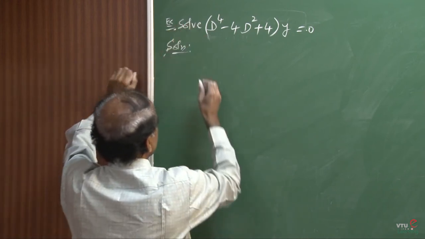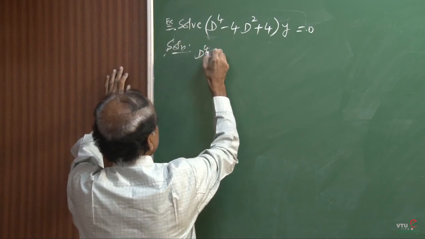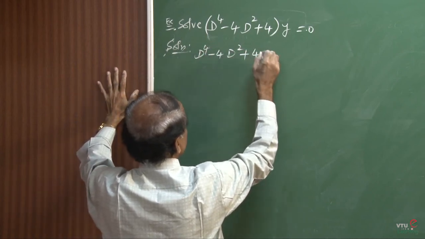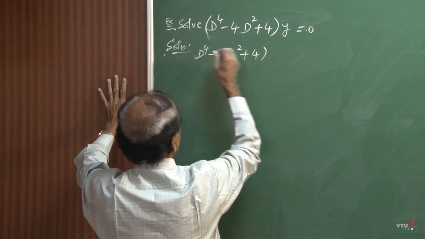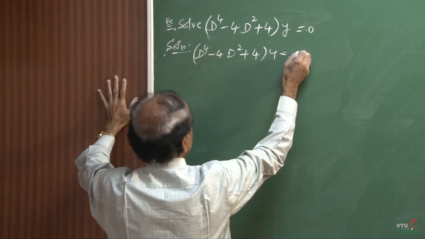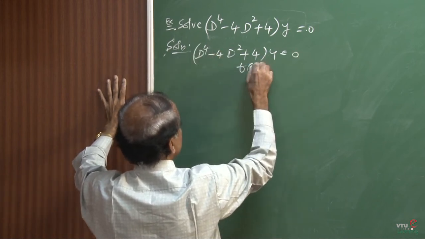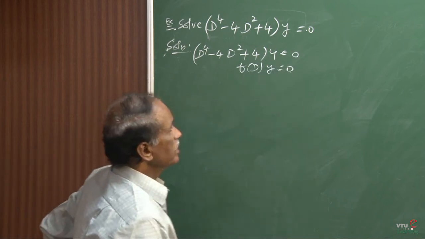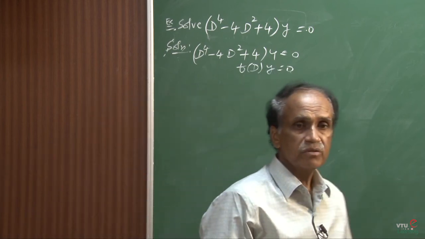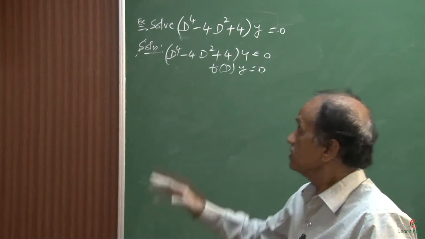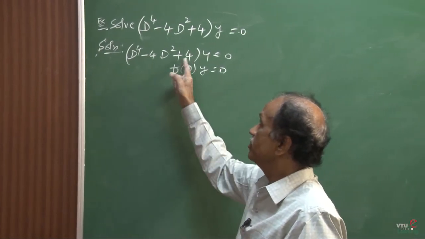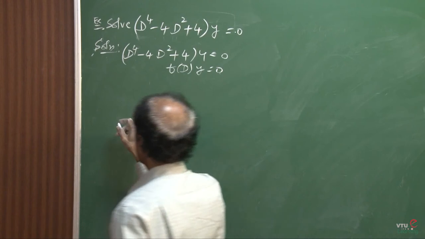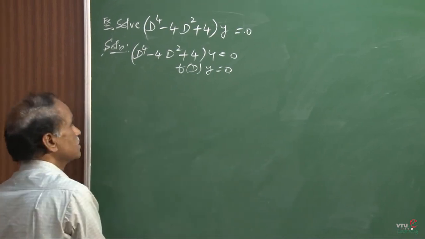Then, D to the power of 4 minus 4D square plus 4, operating on y, is equal to 0. This is nothing but f of D operating on y is equal to 0, which means the function with the derivative part will be written as a function of D, that is, f(D) y is equal to 0. Okay.